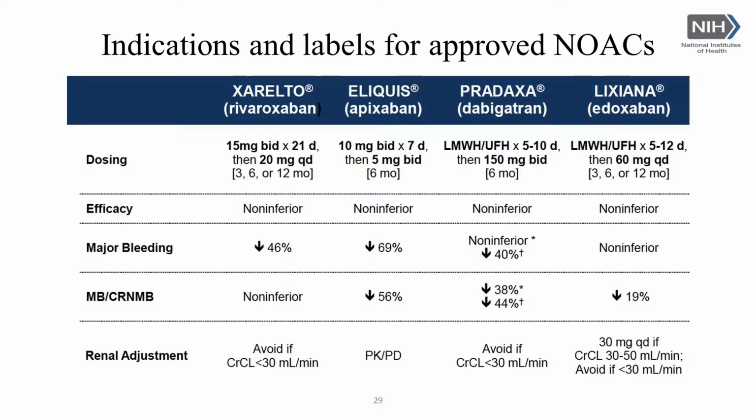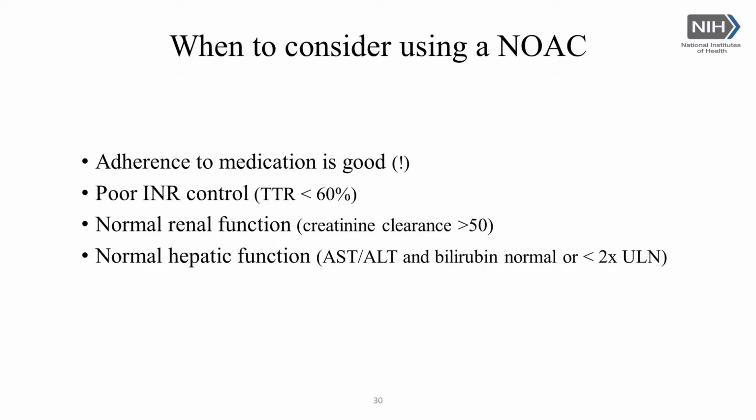So when do you consider using a NOAC? For me, if the adherence to medication is good, I would definitely consider that. If it's not good, then I would be thinking hard. If you have poor INR control, that is, if your time in therapeutic range is less than 60%, I would think of switching and using a NOAC. If you had normal renal function and normal hepatic function, that's when I would consider using a NOAC.